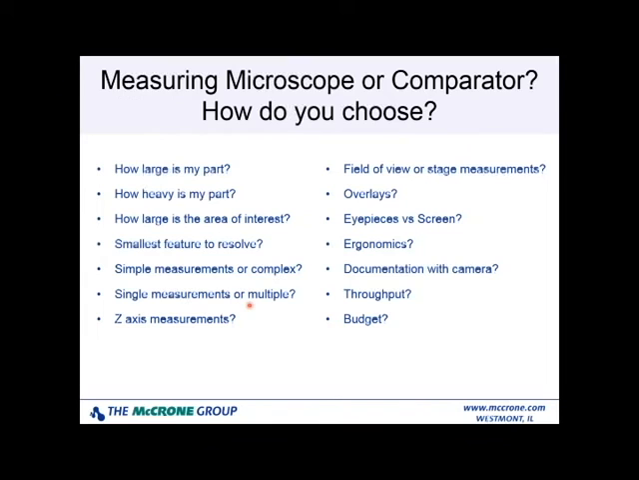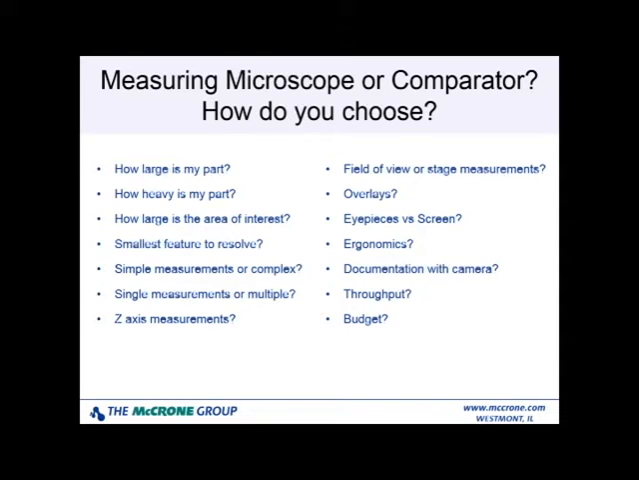But how do you choose? How do you make a decision as to whether you need a measuring microscope or a comparator? Well, some of the questions you might ask is, how large is my part? X, Y, physically, how large is the part? Or how heavy is my part? You may have a large part, but you're only interested in a very small area. So you have to determine, how large is my area of interest? What is the smallest feature I need to resolve on this instrument, on this part?